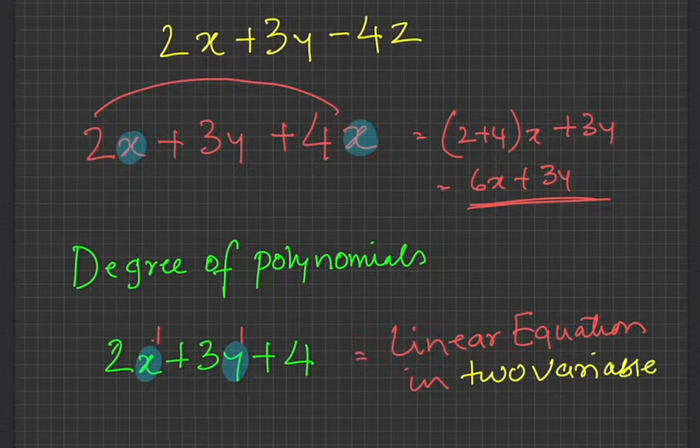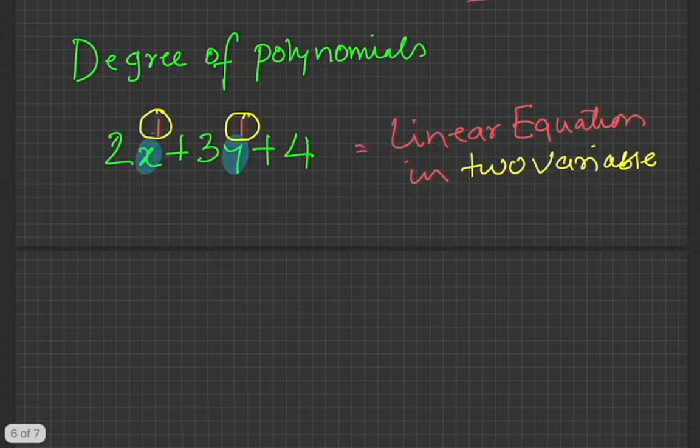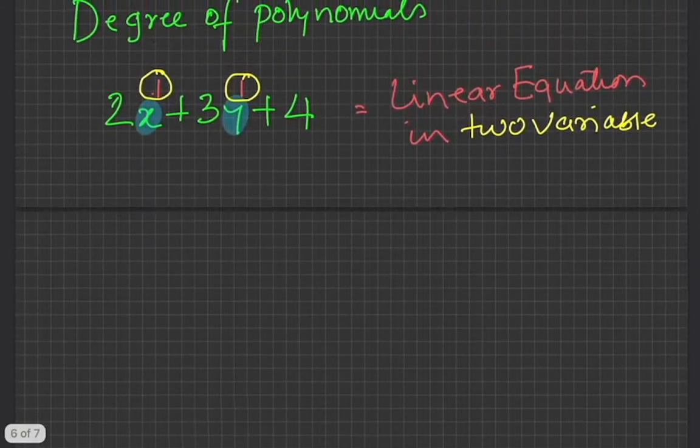And the degree is 1, correct? Because this is the degree. Your exponent or the power tells you what is the degree of the polynomial, right? So this is a linear equation in two variables, and the degree actually is 1.